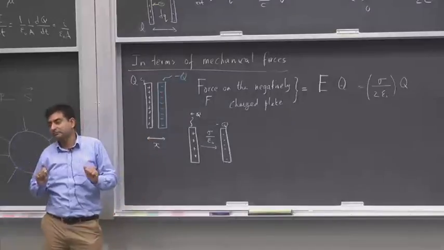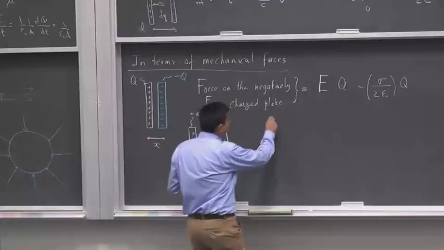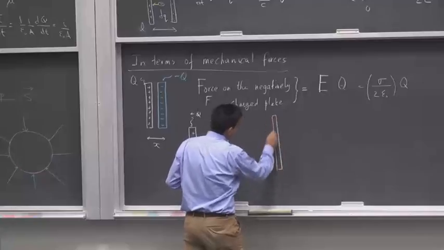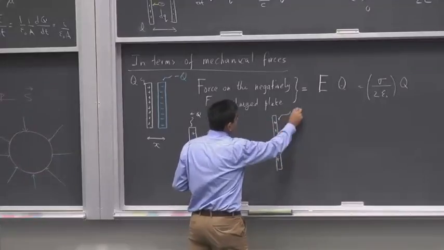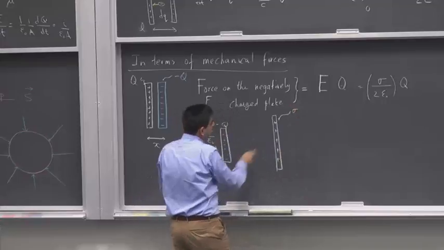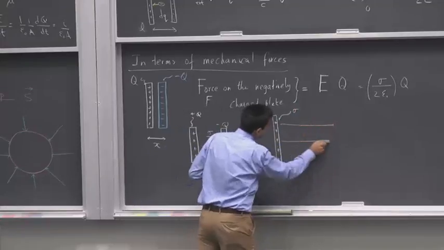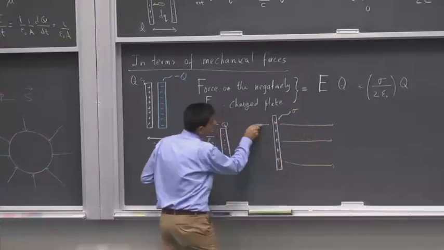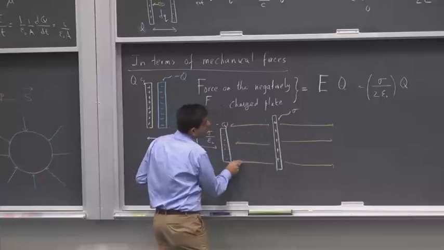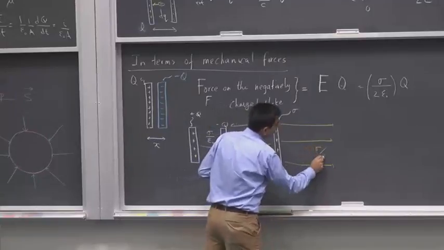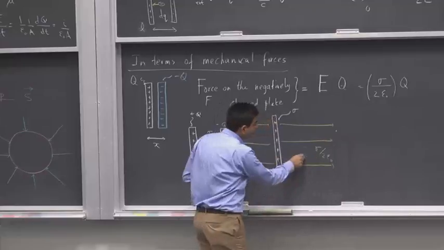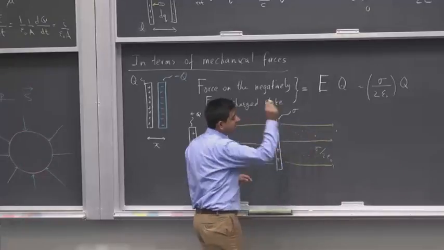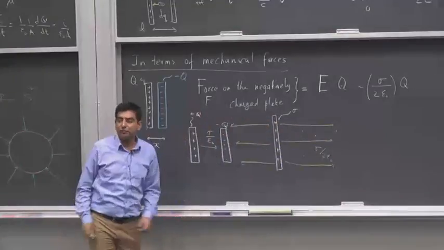epsilon naught. So if I just have a positively charged plate, a large one, which has a surface charge density sigma, then its electric field is going to be pointing outwards and is going to be uniform, and that electric field is just going to be sigma over 2 epsilon naught. Now at this point the electric field is sigma over 2 epsilon naught. At any point the electric field is going to be sigma over 2 epsilon naught.